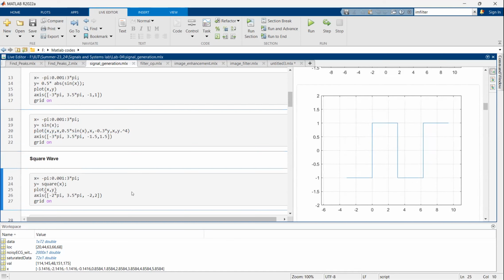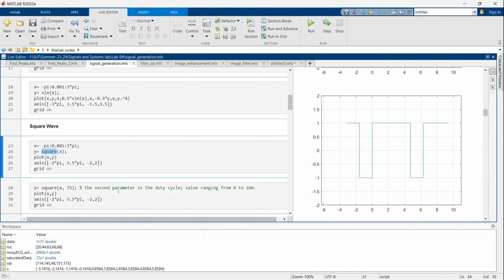Similarly, if I want to generate a square wave, you have a function called square. You have the same x range and you have the square function. This square function has a second parameter, the duty cycle. So what is the duty cycle of a square wave? What is the duty cycle of a square wave?